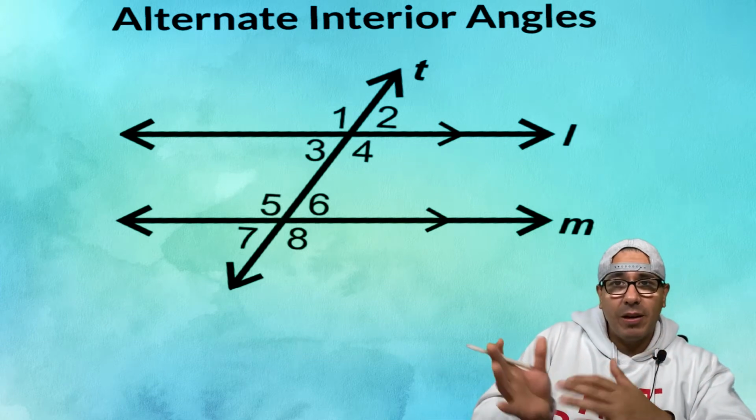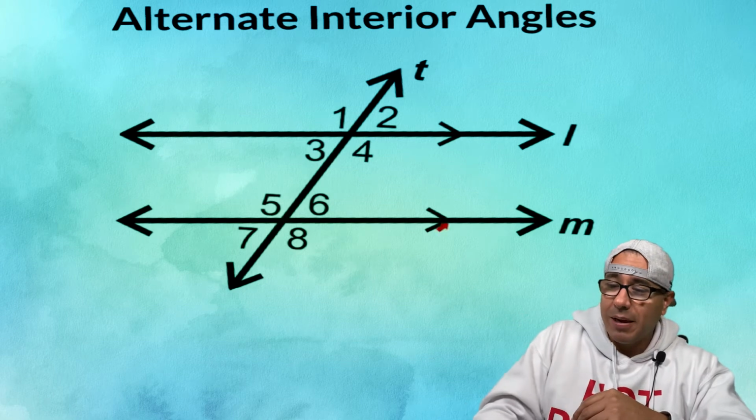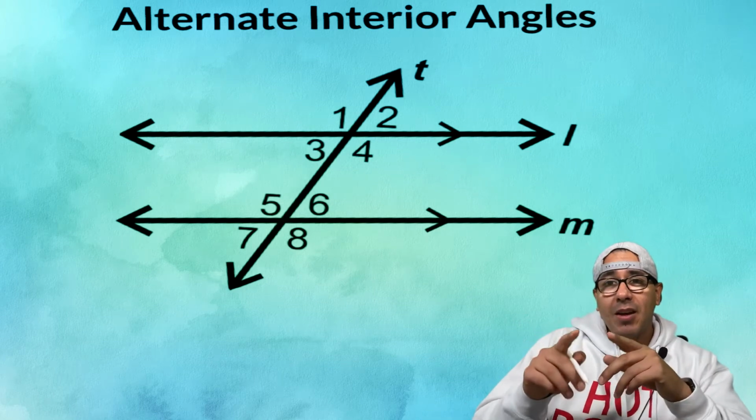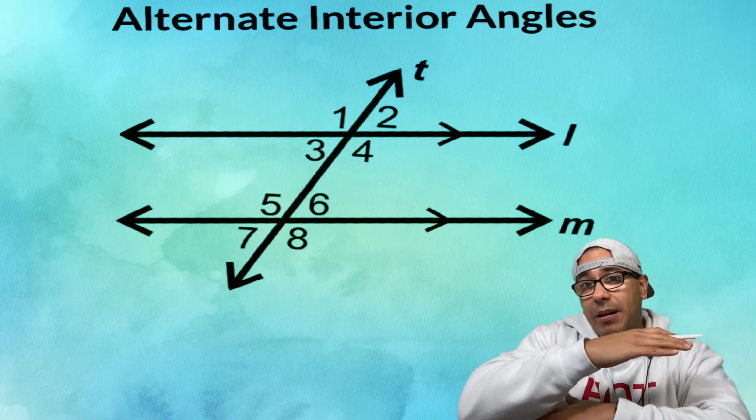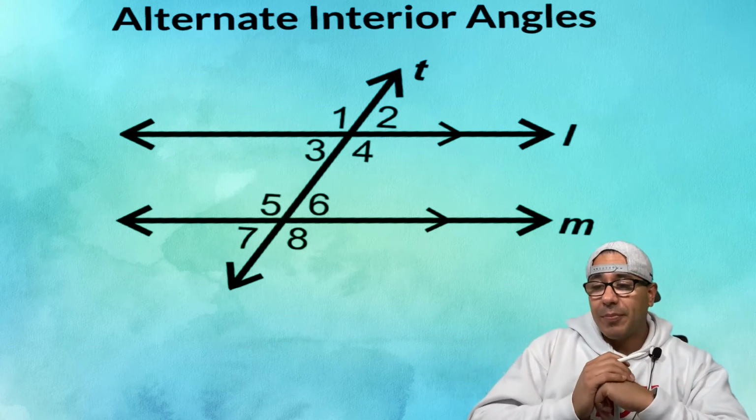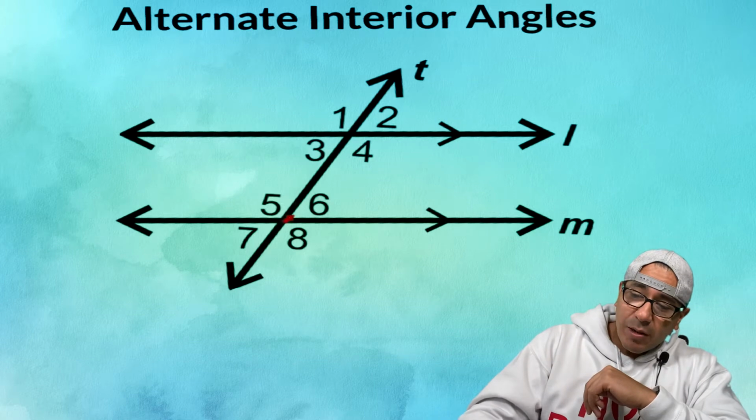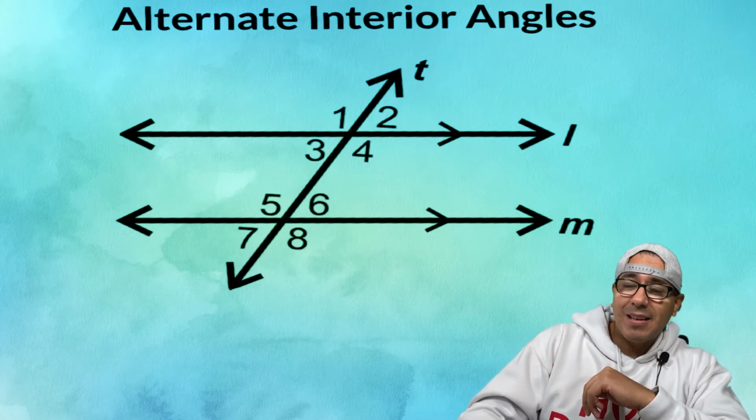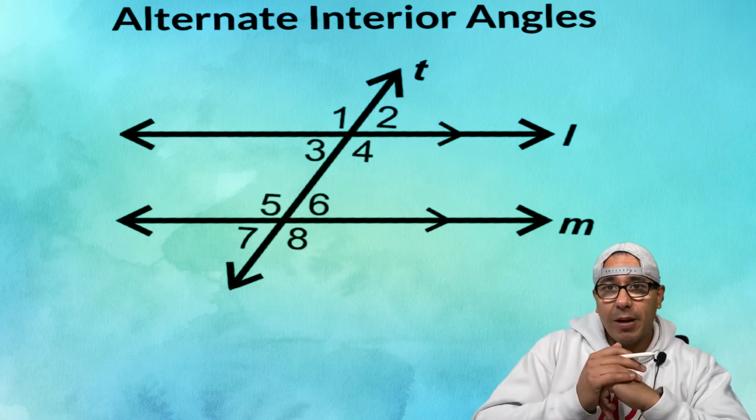It doesn't matter which direction they're headed, as long as the two lines are parallel, just like you see here, lines L and M. So remember, those two lines are parallel, meaning they're never going to cross. And what you have is this transversal line here. This is just a line, T in this case, that's going to cut through those parallel lines, right?